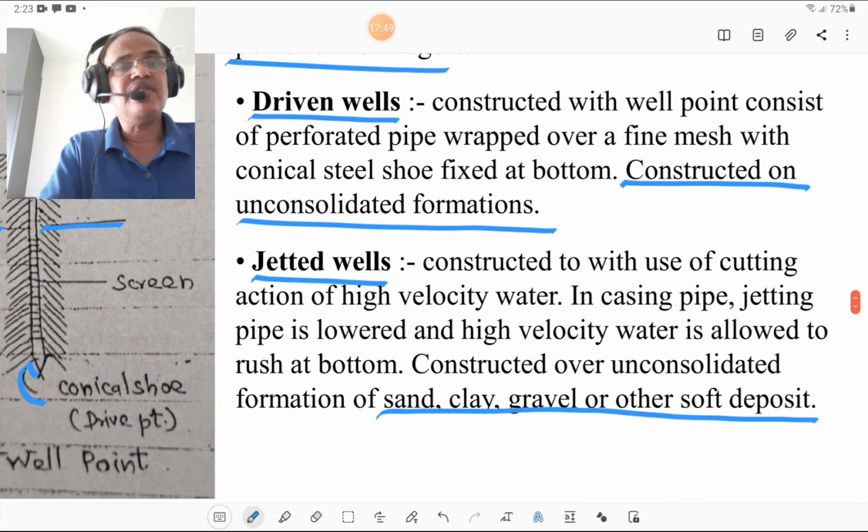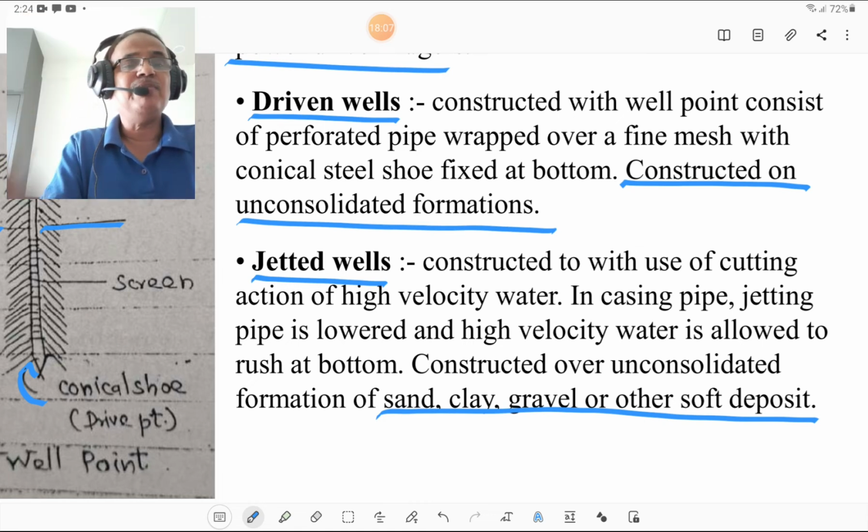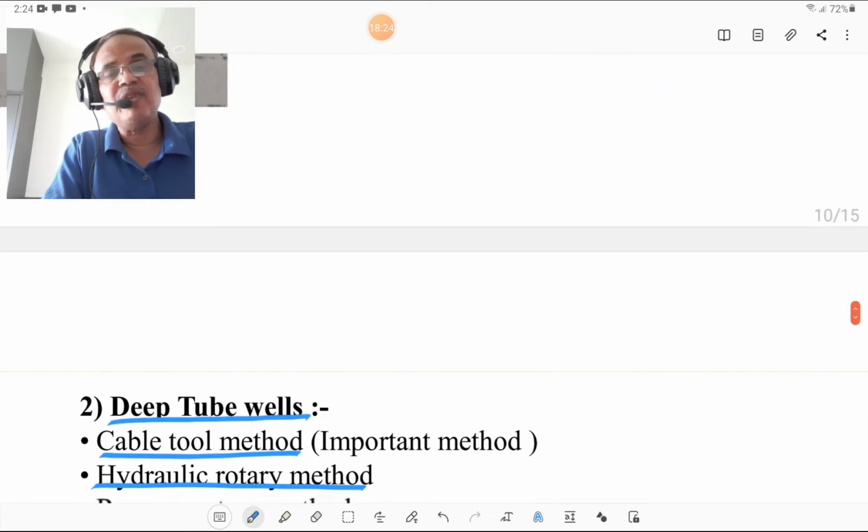Then jetted wells. Jetted wells are constructed by using the cutting action of high velocity water. In a casing pipe, a jetting pipe is lowered. So there is one casing pipe, and in that casing pipe the jetting pipe is lowered and high velocity water is allowed to rush at the bottom, and it is constructed over unconsolidated formations such as sandy soil or sand, clay, gravel, and where there is a soft deposit, then this jetting method or jetted wells are used.